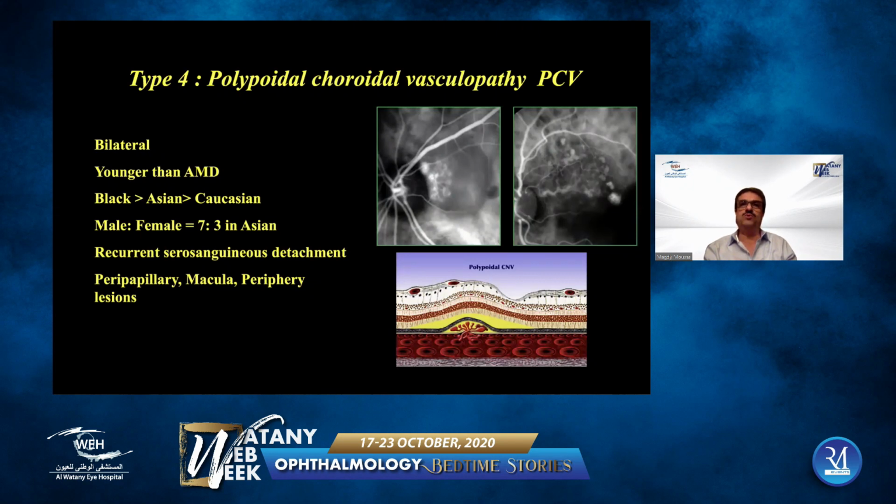You find huge hemorrhagic RPE detachment, and you suspect polypoidal. It starts in the peripapillary area, but nowadays it's not only in the peripapillary area. You can see it in the macular area, you can see it in the periphery, and still in the peripapillary area.